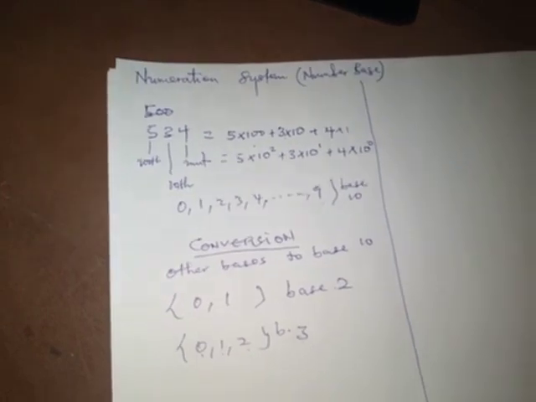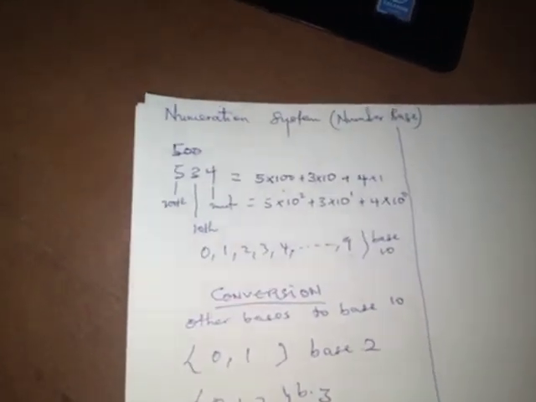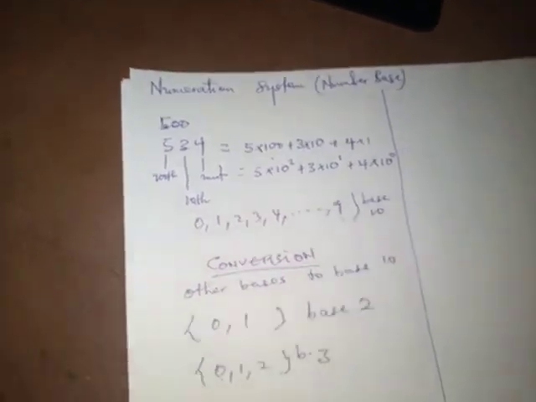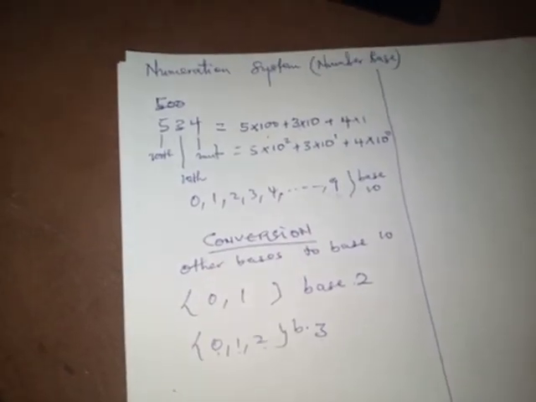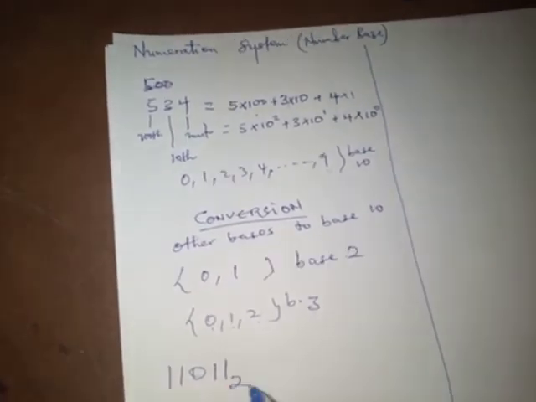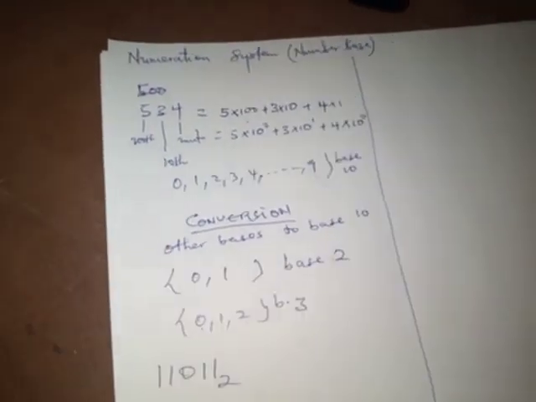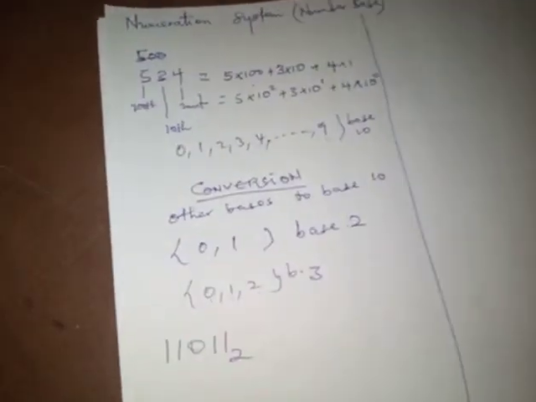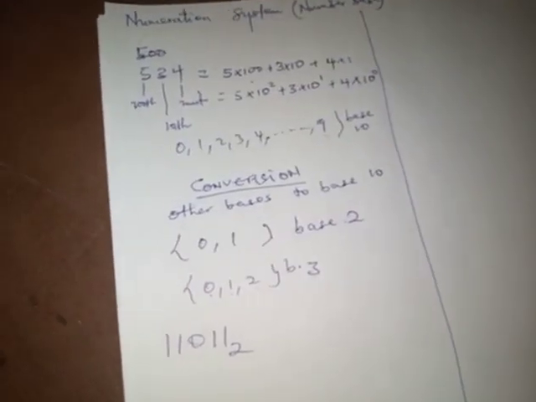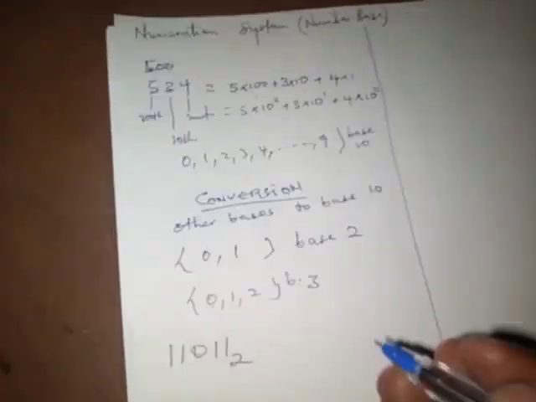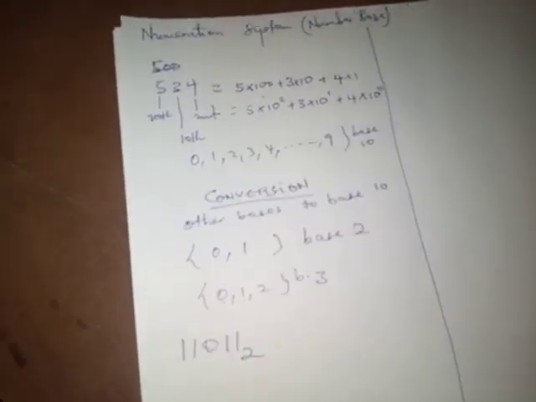Let's look at this. If you are converting from other bases to our base 10, we are going to use this process. Let me write a number such as this in base 2: 11011. All the digits here are less than 2, and I've placed the base 2 over there. So this number is in base 2. If you want to write this number in base 10, you are converting it to base 10.